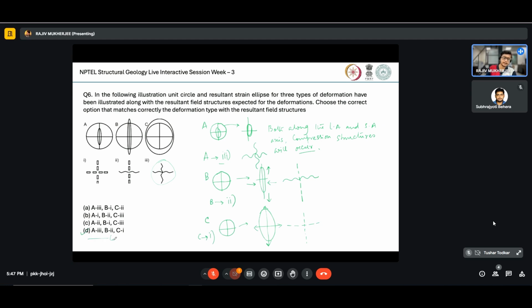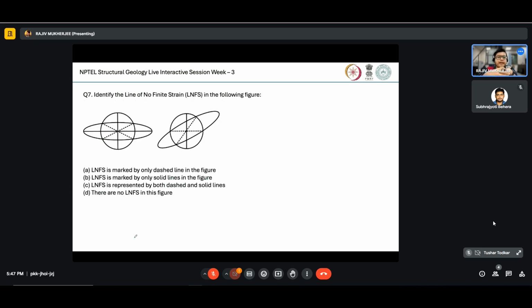Okay. Coming to the next question. Identify the lines of no finite strain, LNFS, in the following figure. Option A, LNFS is marked by only dashed line in the figure. Option B is LNFS is marked only by solid lines in the figure. Option C is that LNFS is represented by both dashed and solid lines. And the last option is there are no LNFS in the figure.